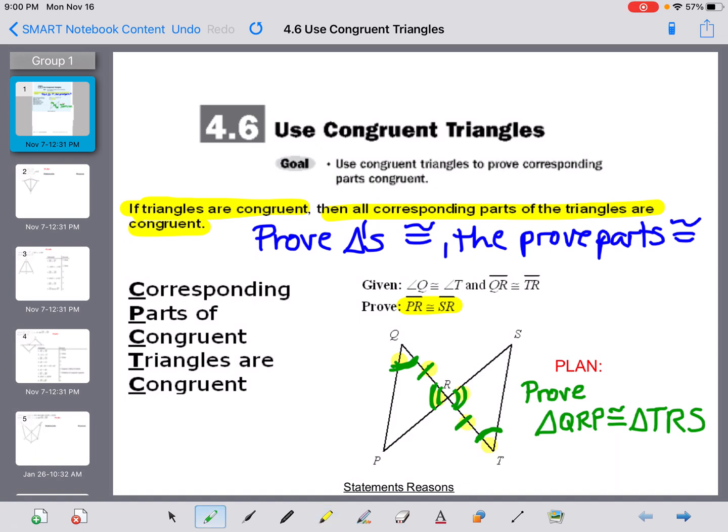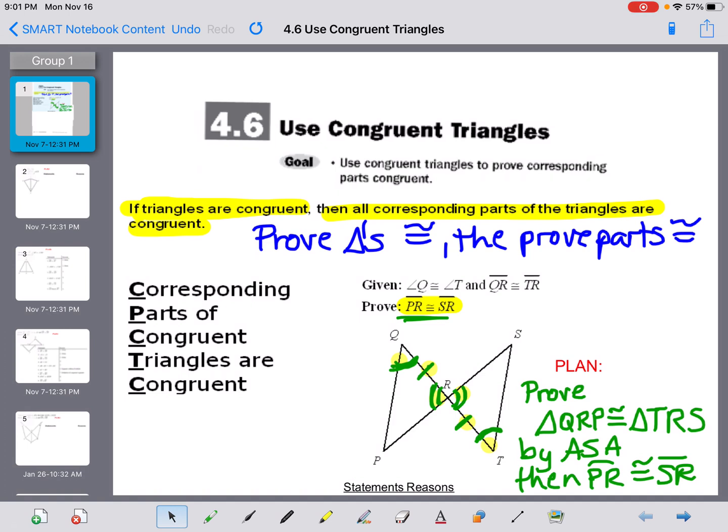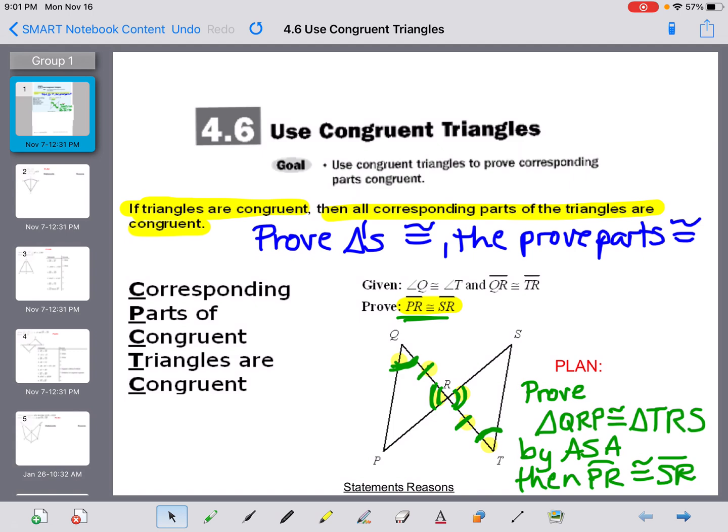Okay, so we're going to prove those congruent by angle, side, angle. Then, once they're congruent, we know that our PR will be congruent to SR. So, once our triangles are congruent, then our parts are congruent, okay? And we need a reason for this.